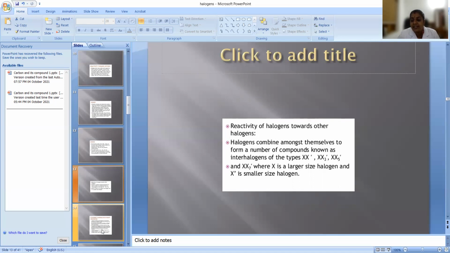Reactivity of halogens towards other halogens: they will react with other halogens and form interhalogen compounds.